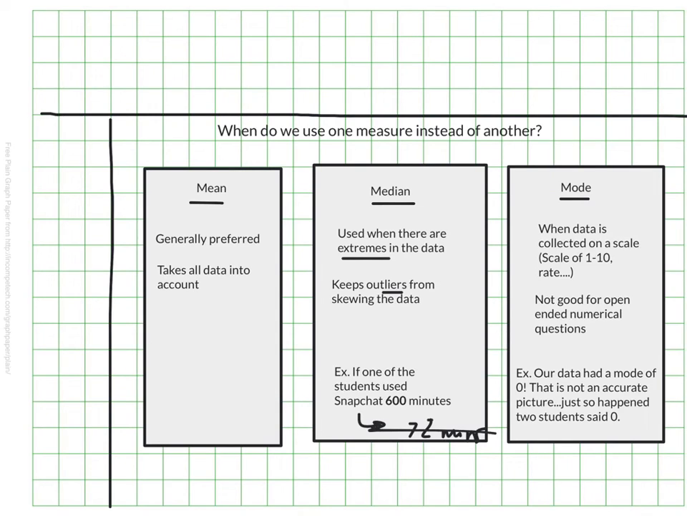Because again, thinking of our example, that data had a mode of 0, and that is definitely not representative. It does not show an accurate picture. 2 people happen to say 0, but that does not reflect the rest of the students whatsoever, right? So that mode is probably not a great choice for this one.